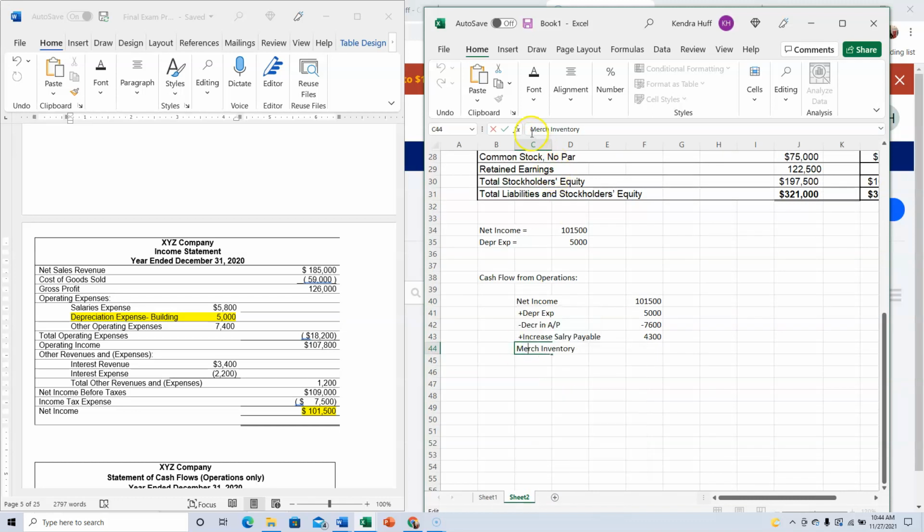Since my merchandise inventory decreased, that means that I sold stuff that I bought in a previous year. So I didn't have to pay for that extra stuff, so I can subtract that out. Actually, I can add it in, because I didn't have to pay for it this year.